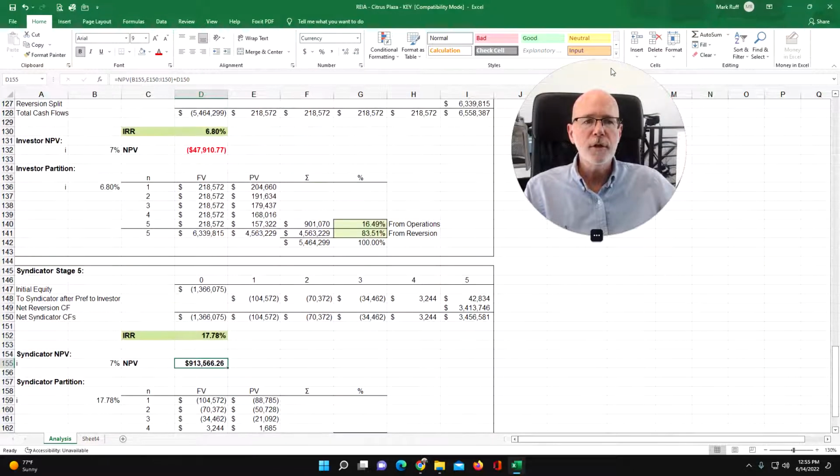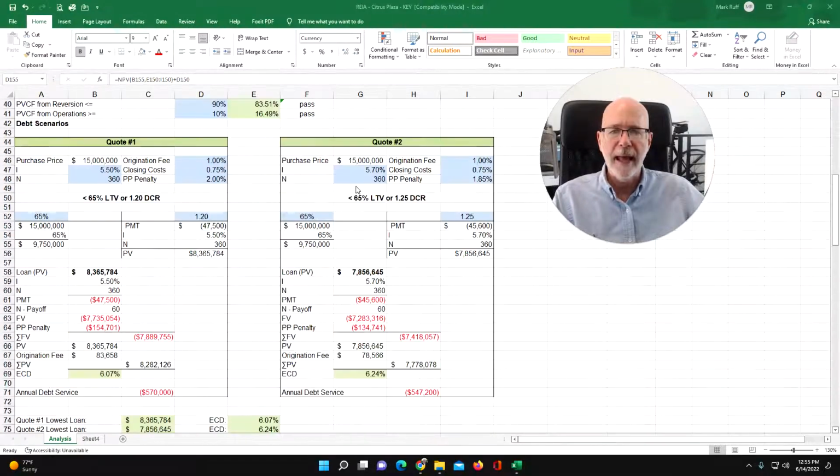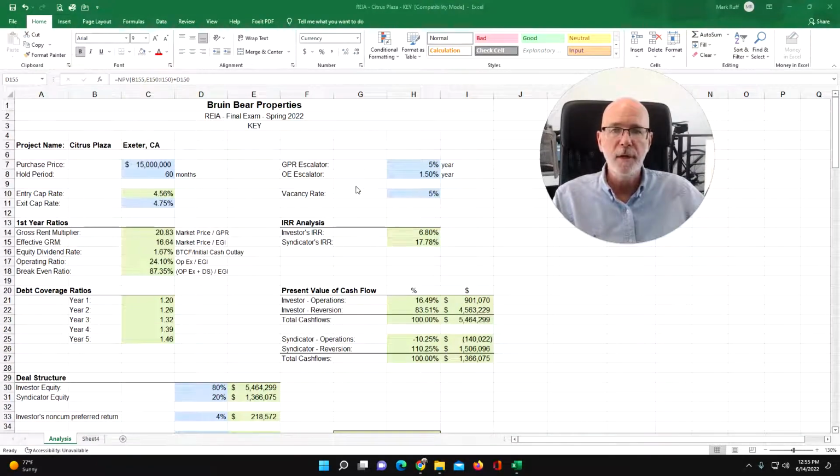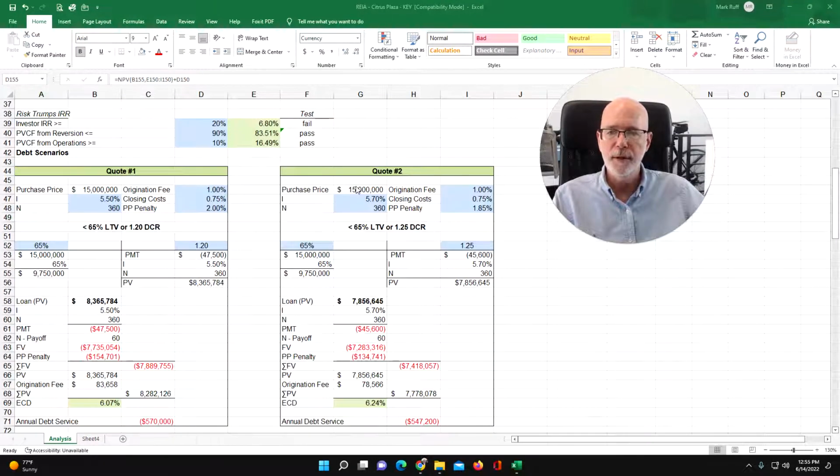So this is just an idea to think about how you're going to format your spreadsheet, analyzing multiple scenarios simultaneously. This is a pretty hefty case and a hefty spreadsheet, and I know each of you is capable of doing this. That in a nutshell is essentially how to build out your spreadsheet for Citrus Plaza, your final exam.